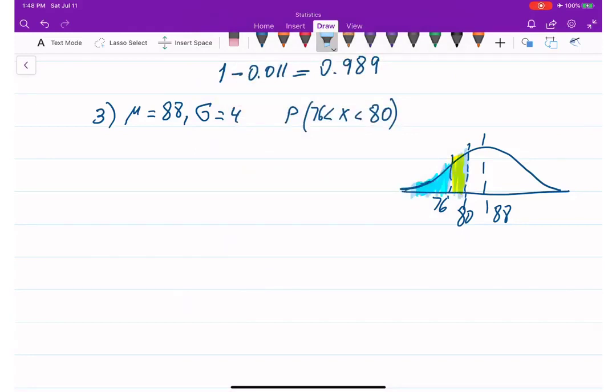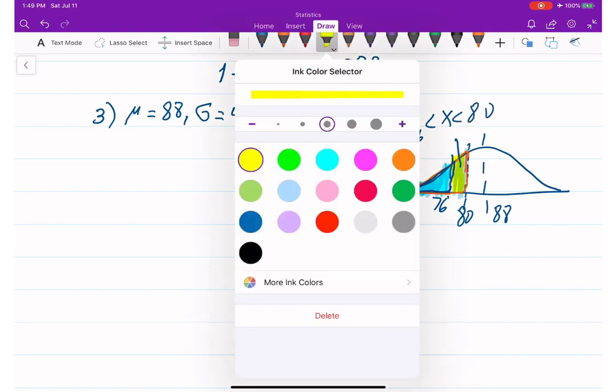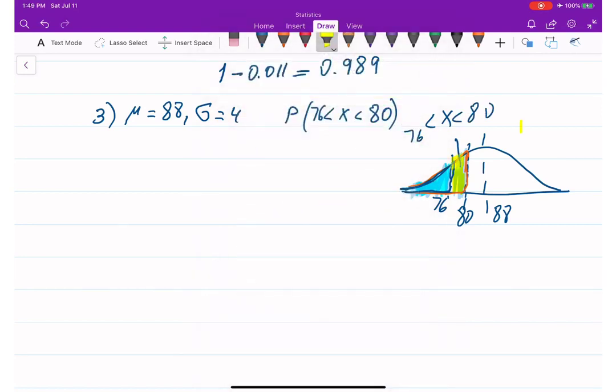All right. So if I take the area of 80, which is this, and subtract the area of 76, which is this, will I have x greater than 76 and less than 80, right? Which is the yellow area. It will be this piece.